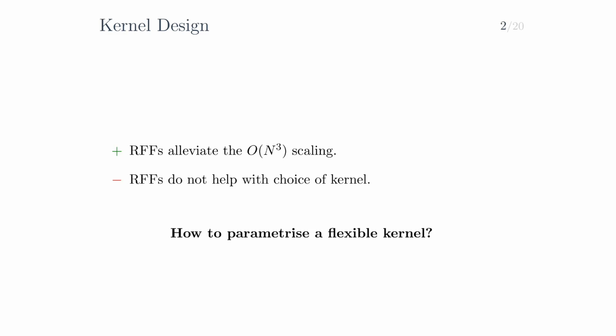In the next half hour, we'll be looking at ways to very flexibly parameterize a kernel. But as I said, that can be difficult, because the kernel must be a positive definite function, and it is not clear how you can very flexibly parameterize a positive definite function. So, what else can we do?